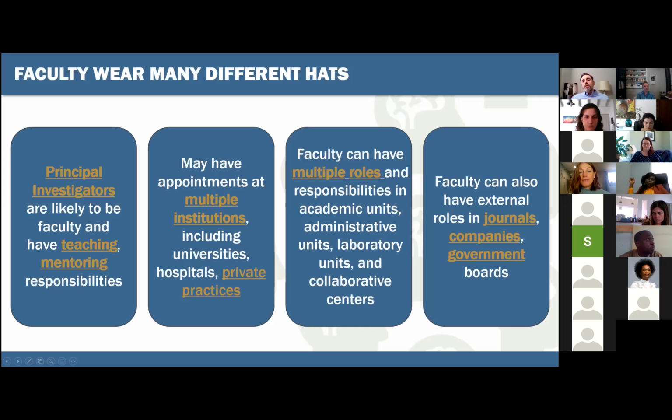And then they may also be responsible for roles on academic journals or professional journals. They might have a role in a company, or they might advise government boards. So this is just to say that their focus might be split in a lot of different ways, and they might be switching tasks frequently.